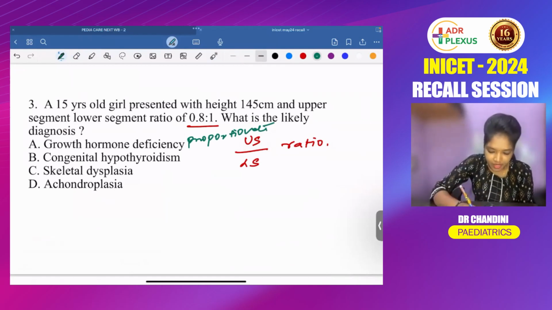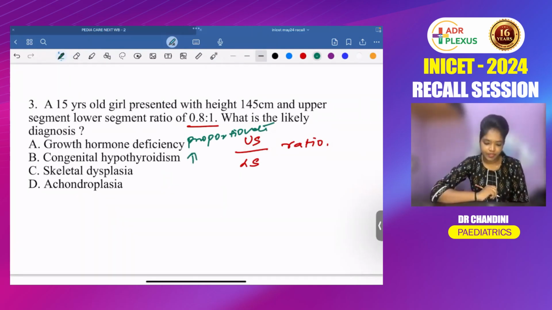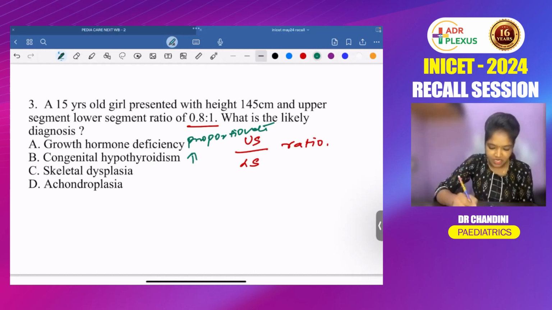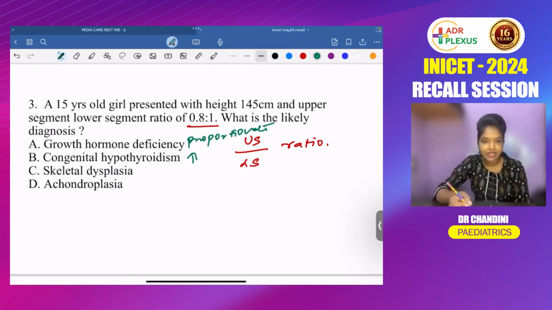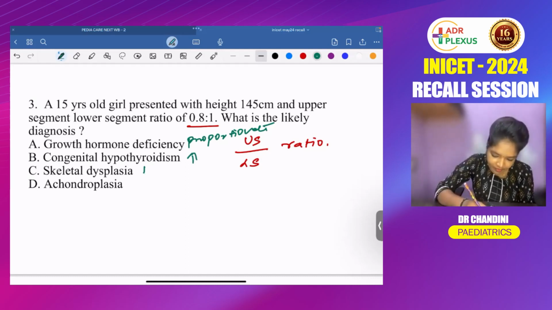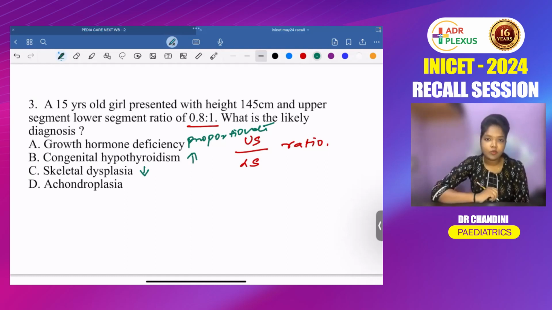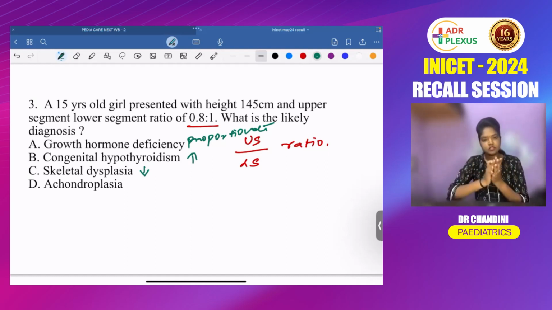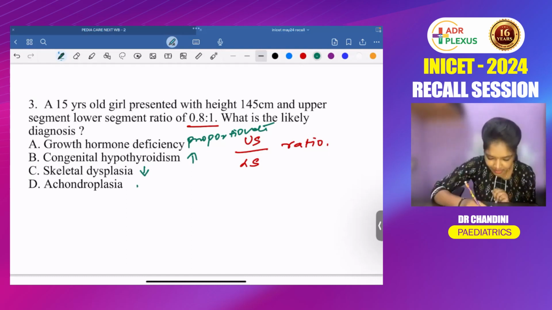Congenital hypothyroidism, the ratio will be increased. Yes. Skeletal dysplasias. I think the option was somewhere like skeletal dysplasia or spondyloepiphyseal dysplasia. So there also it will be reduced. And achondroplasia, you all know the problem is with the limbs. So the limbs are short, the ratio will be increased.